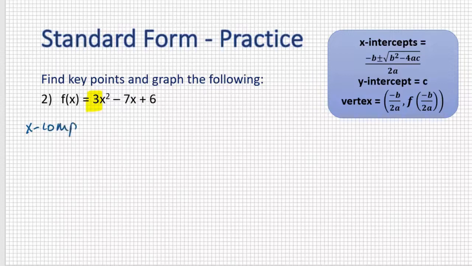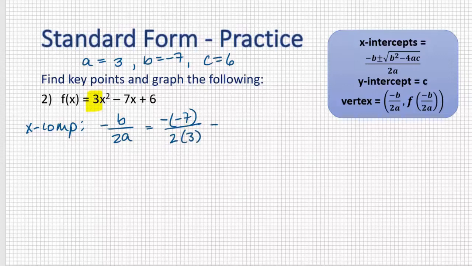We find the x component of the vertex by evaluating -b over 2a. Let's first write down the values for a, b, and c. A has a value of +3, b has a value of -7, and c has a value of 6. So we have negative times -7, divided by 2 times 3, or +7 over 6. So the x component of the vertex is 7 over 6.